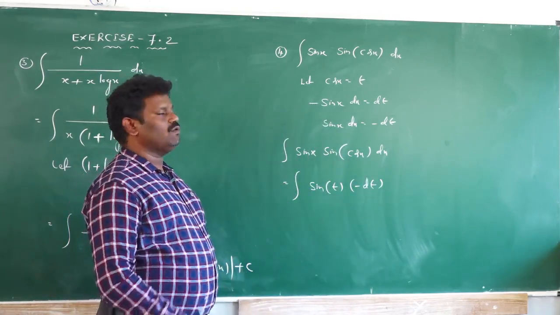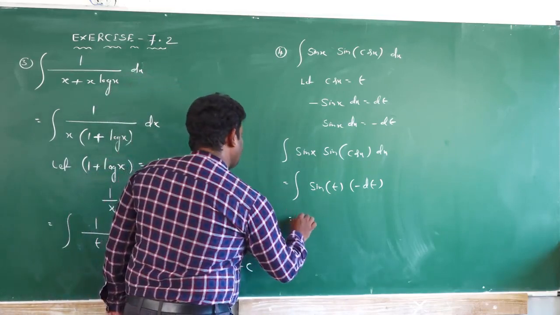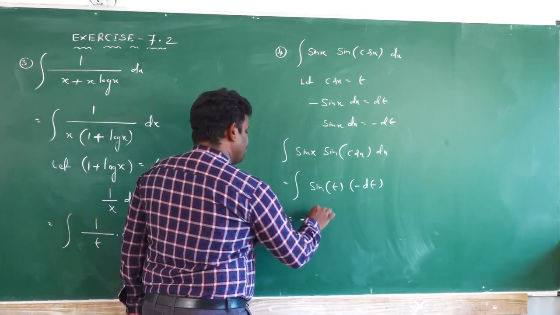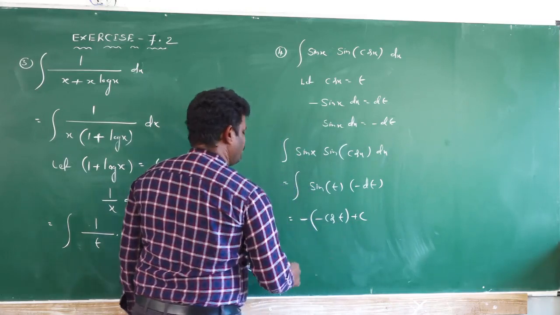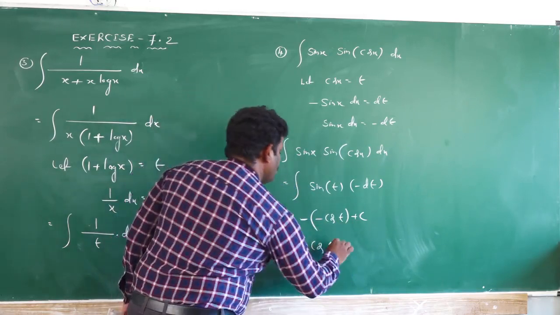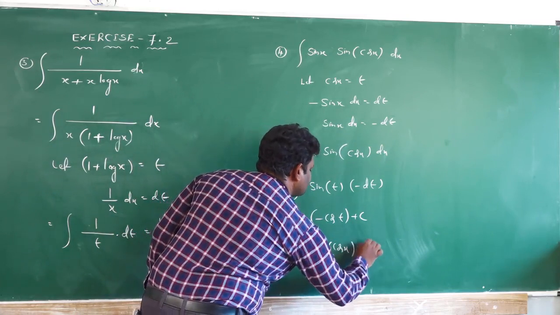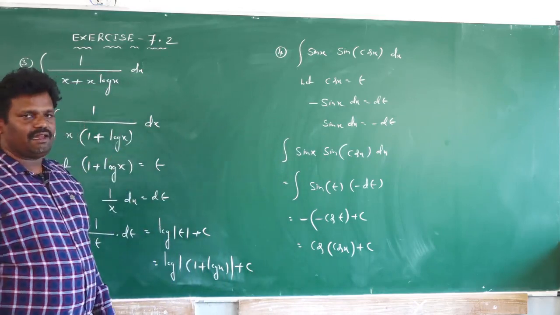Now what is the integral of sin t? Minus cos t. Already there is a minus, so minus into minus gives plus: cos t plus c. Since t equals cos x, the answer is cos of cos x plus c. So that is the solution of the given integral.